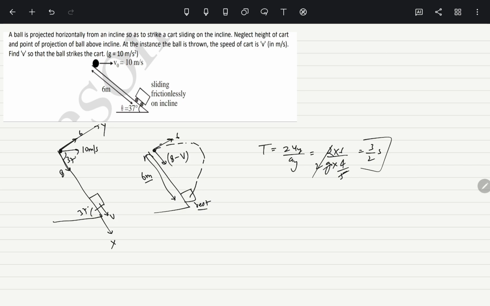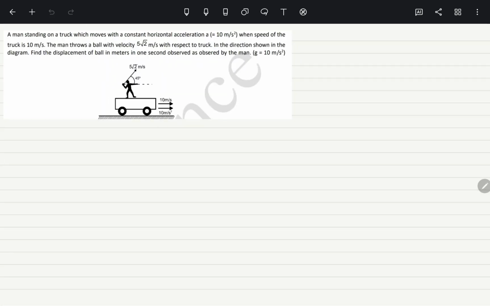In this case the relative velocity we have calculated. Now we need to calculate the relative acceleration also. Both will have the same acceleration, g sin theta, so the relative acceleration is going to be 0. That means with respect to the cart, it is moving at constant speed. So distance is equal to speed into time, which is 3 by 2. So from here we get 4 meters per second. That is the answer of this question. Hope you understood. Let's move to the next question now.